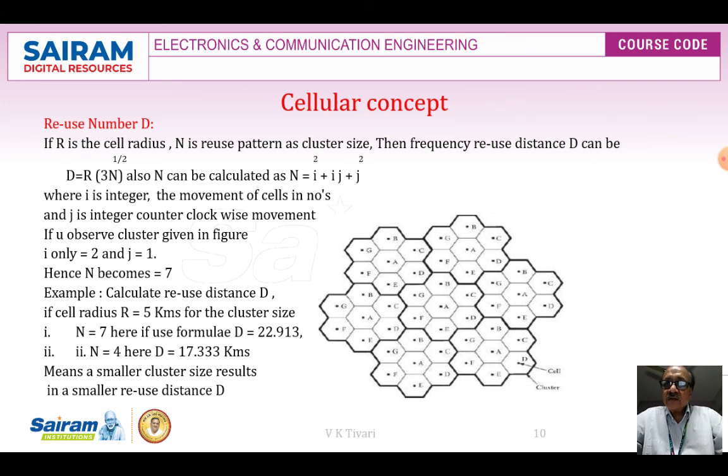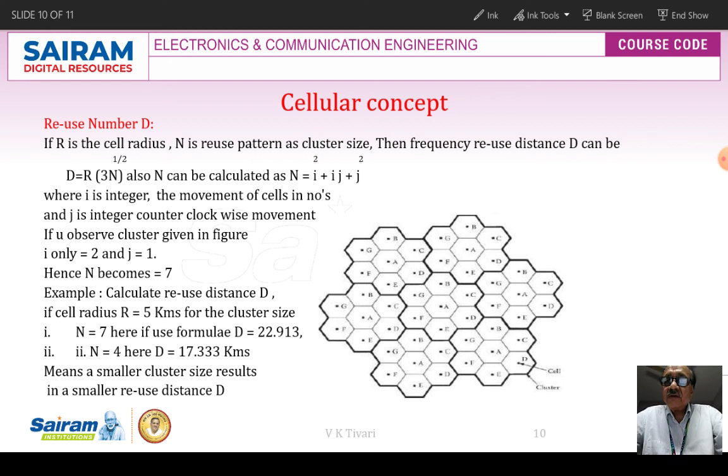So in this particular case, if the radius R is 5 km, and if the radius increases, D also increases. So with 5 km and cluster size N equal to 7, it means the cluster is divided into 7 cells, and the distance D is 22.913 km. If N equals 4, cluster 4, as we have shown in earlier slides, with A, B, C, D, then D equals 17.33 kilometers. So you can understand that a smaller cluster size results in a smaller reuse distance D.